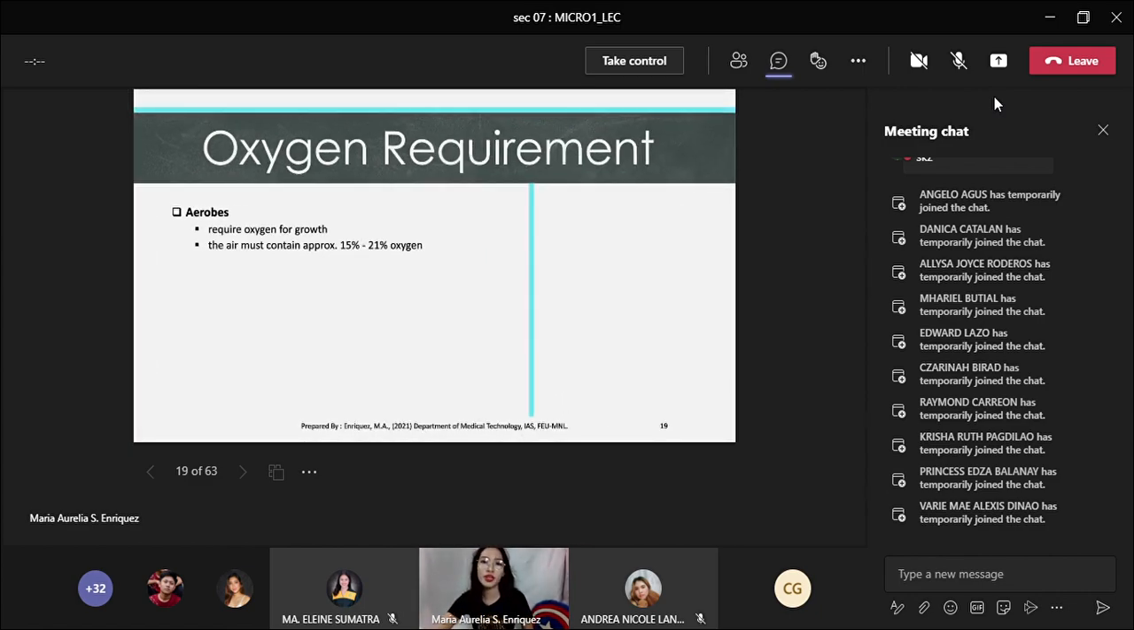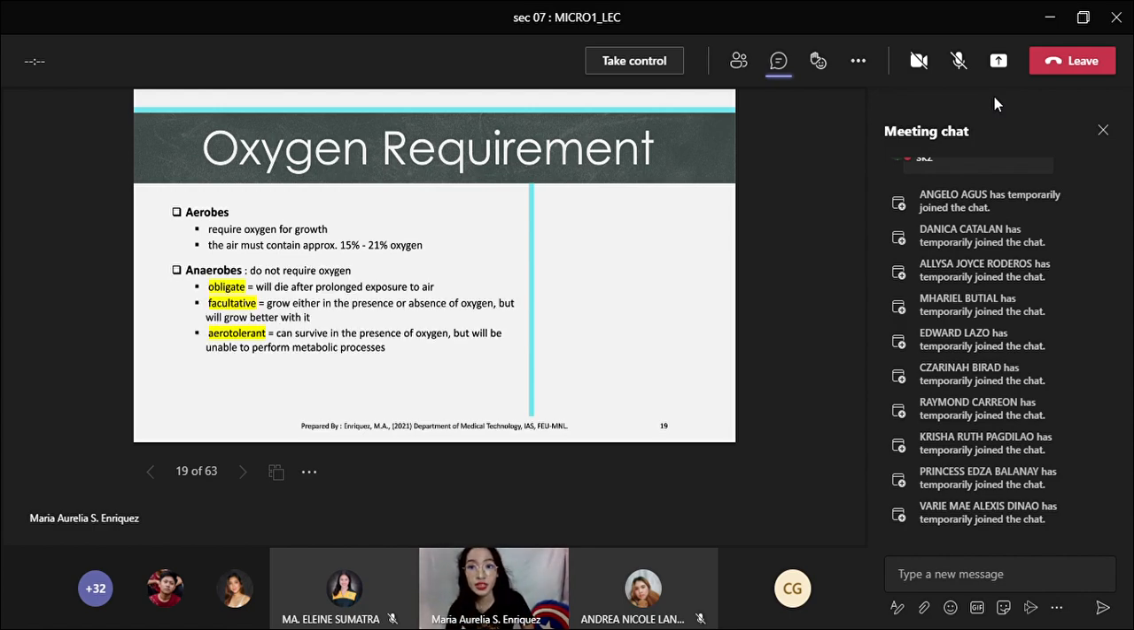Next, oxygen requirement. So various bacteria may be referred to as either aerobes, anaerobes, or microaerophiles. So aerobes or obligate aerobes require oxygen for growth, and the incubation environment must have approximately 15 to 21% oxygen. For anaerobes, they are actually divided into 3 different types. So obligate anaerobes, facultative anaerobes, and aerotolerant.